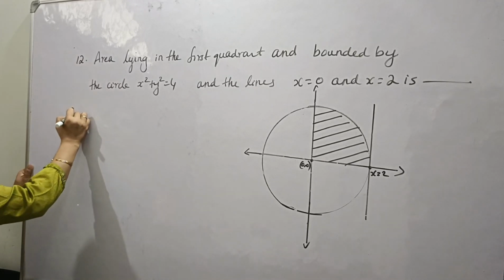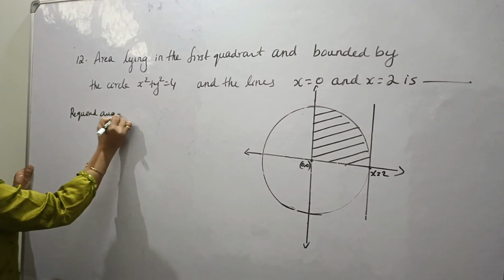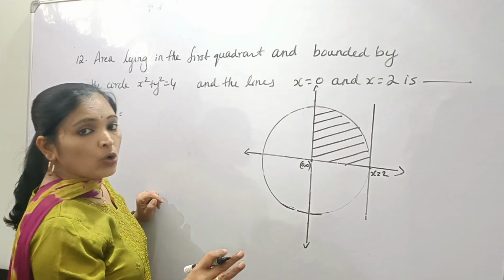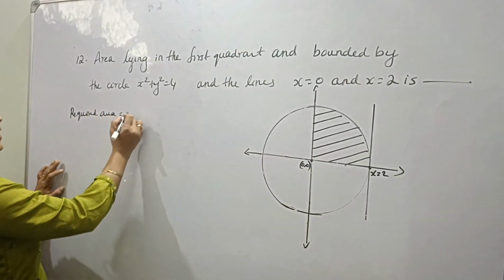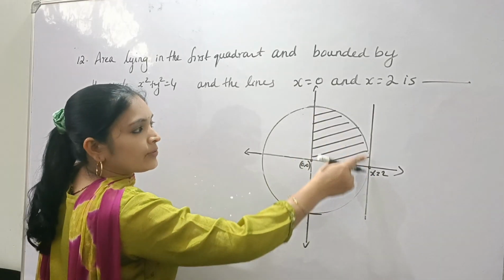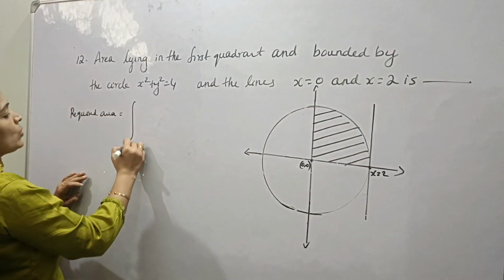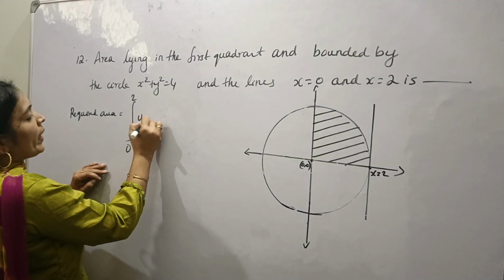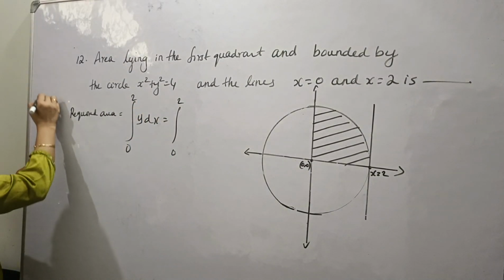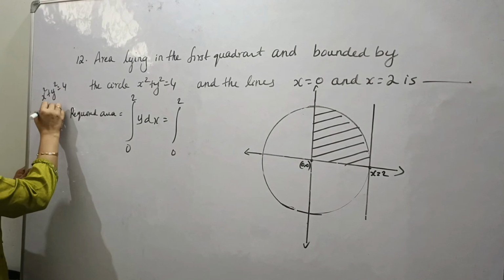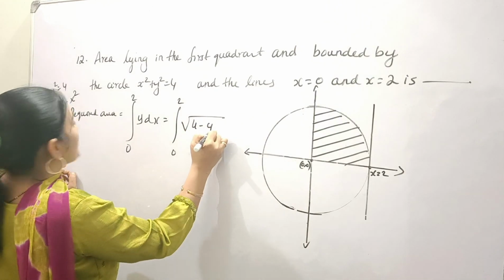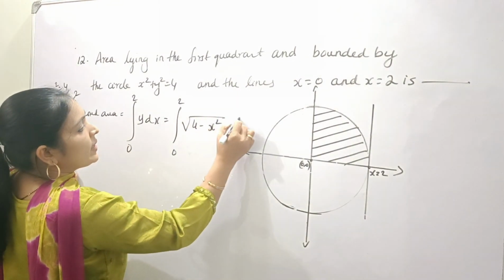Very simple. So required area is equal to, we have to find the area of the region in the first quadrant, only in the first quadrant, area between the circle and the line, so only this region. That is, required area is equal to integral from 0 to 2 under this curve, that is the circle, right? So here 0 to 2, y dx. What is y here? x square plus y square is equal to 4, so y square is equal to 4 minus x square. So y is equal to root of 4 minus x square dx.